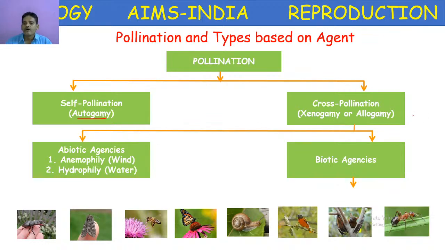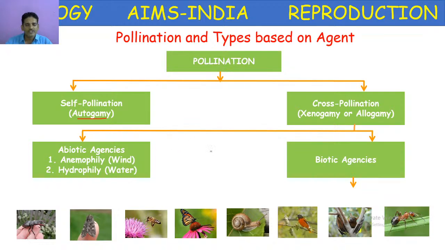In NEET Foundation or MSET, vocabulary is very, very important. Terminology, definitions and examples are very, very important. So children, you have to remember this terminology with the help of examples. For self-pollination there is no need of external agents, but cross-pollination generally requires some external agents.